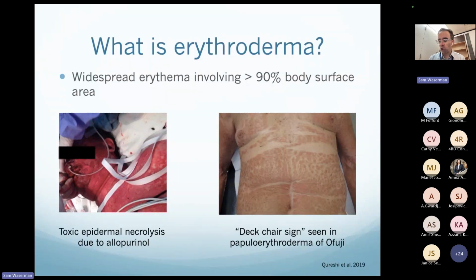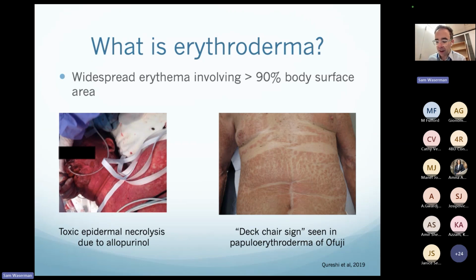So what is erythroderma? Erythroderma is sort of a catch-all phrase where a patient has pretty impressive redness, but actually what it means is widespread erythema involving at least 90% body surface area. And I have to admit that when I hear erythroderma, I start to get palpitations because immediately my mind turns toward Exhibit A, which is TEN, or toxic epidermal necrolysis due to allopurinol.